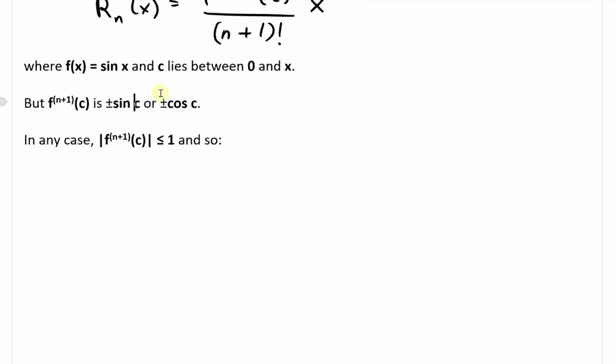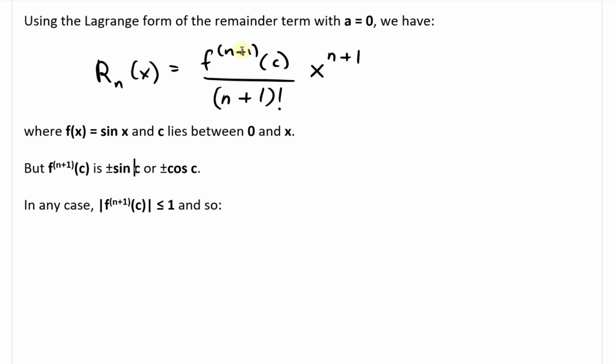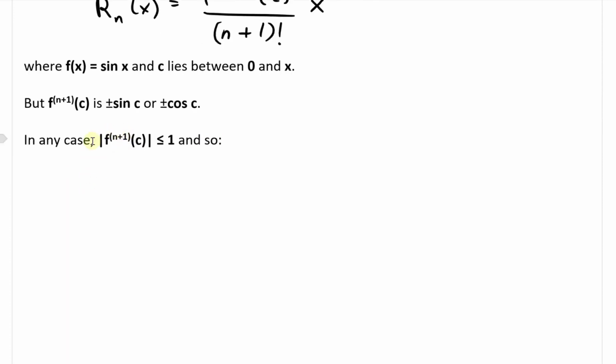When we set 2 columns, one's a derivative. Actually, both were derivatives. One had the values inside. So we know that the f^(n+1) derivative at c is going to be either plus or minus sine c or plus or minus cosine c, but in any case, the absolute value of that derivative is going to be less than or equal to 1, because this is sine and cosine.